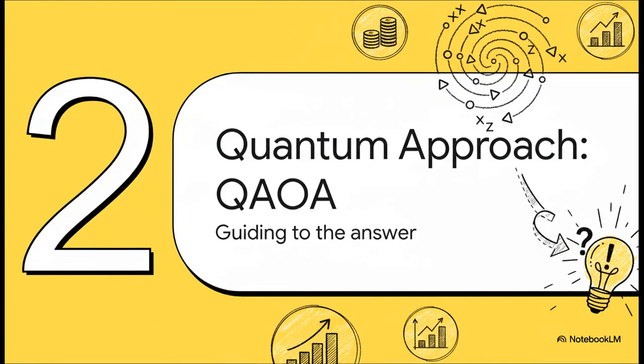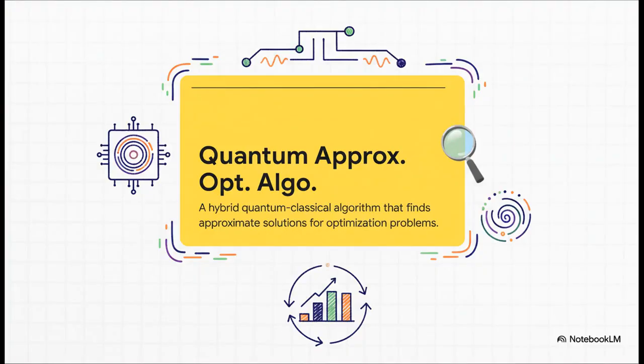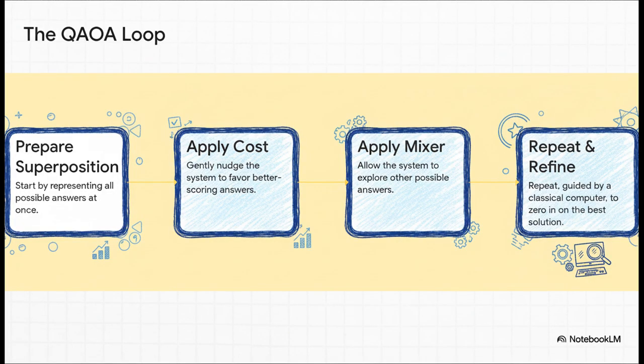Okay, so now we get the shape of the problem. Let's talk about the specific quantum tool we're going to use to solve it. It's called the Quantum Approximate Optimization Algorithm, or for short, QAOA. QAOA is a really clever mix of old and new. It's a hybrid algorithm. That means it uses a quantum chip to do the heavy lifting of exploring all those possibilities, but it uses a regular classical computer to be its guide, to steer it in the right direction. It's designed to find good enough answers, which is absolutely perfect for the kind of noisy, imperfect quantum computers that we have today.